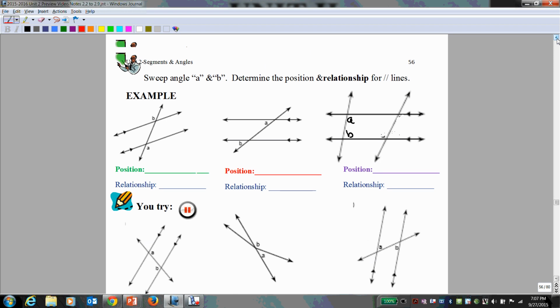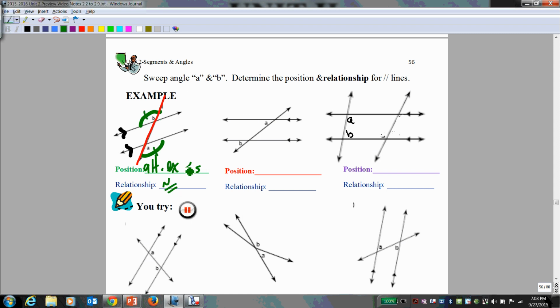Okay, ready? So you need to be able to do this. You need to be able to talk about the position of the angles and the relationship when lines are parallel. Notice all of these are parallel, these little arrow feathers here. Ready? Let's sweep A and B. Their position, they are alternate exterior angles. Opposite sides of the stir stick outside of the lines. Their relationship, when lines are parallel, they are congruent.